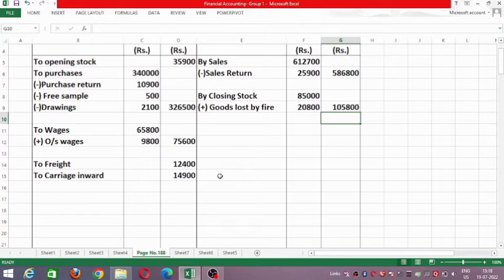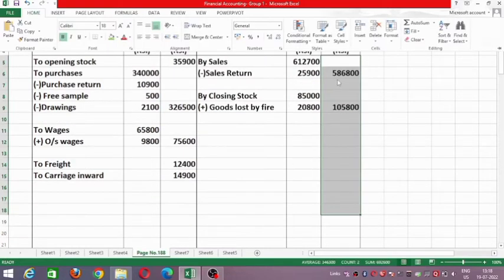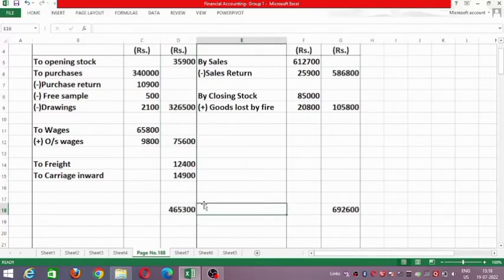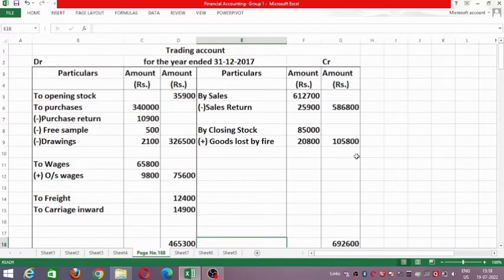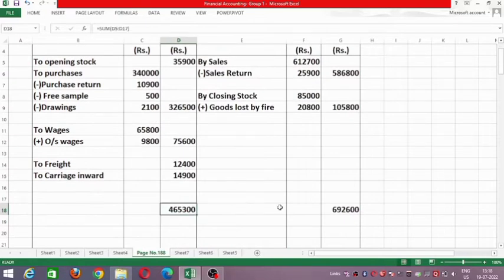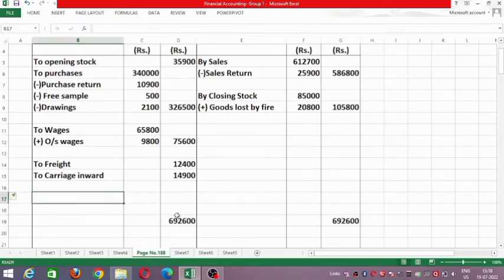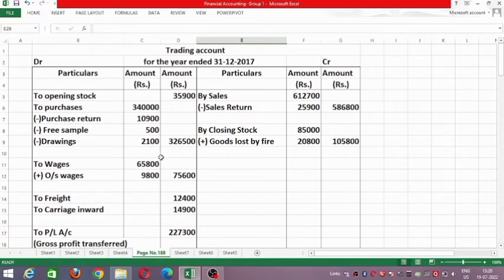So both the sides, let's see the total. We need to see which is highest. As we can notice here, credit side amount is highest compared to debit side. So both the sides we need to enter the highest amount. So let's see the difference of amount. So the difference amount is 2,27,300. This is profit for the business. To profit and loss account, in bracket gross profit transferred. So now we have prepared the trading account.